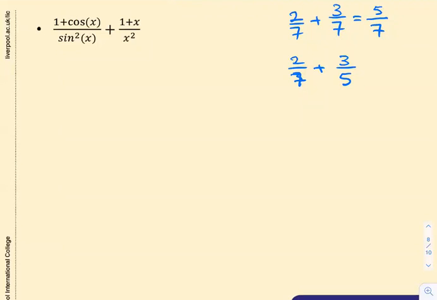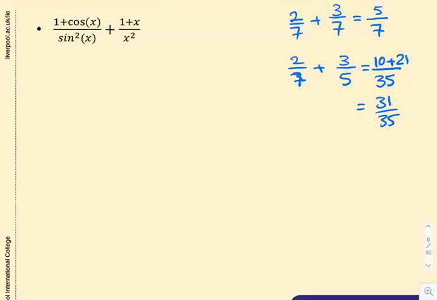So in that case, the common denominator for them is 7 times 5, which is 35. Both of them have the common denominator, which is 35. And then it's 2 times 5 is 10, plus 3 times 7 is 21. And the answer for this example is 10 plus 21, which is 31/35. This is just to remind you of how to add fractions if they have the same or different denominators. Okay? Right. Now back to our question.